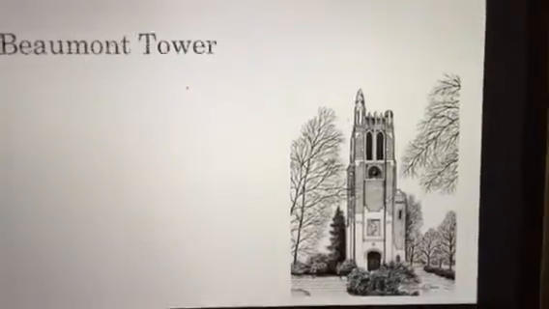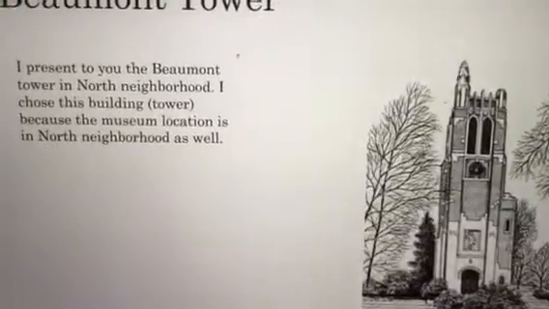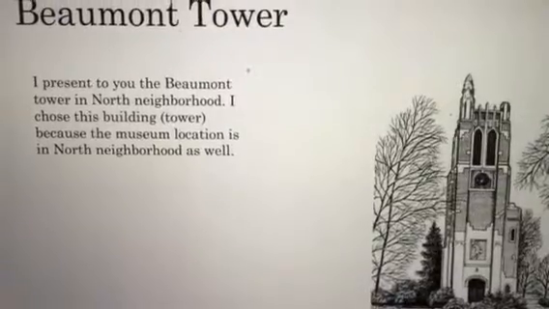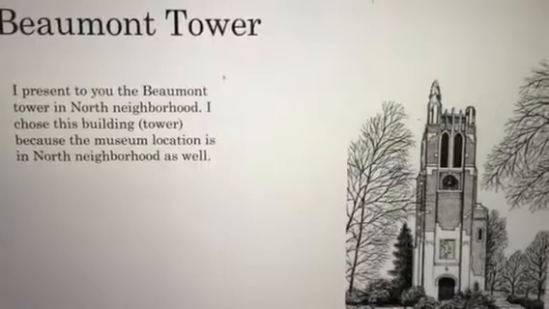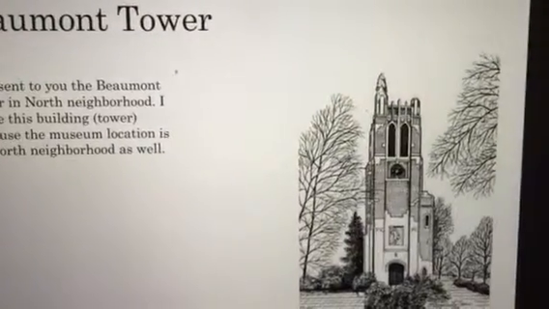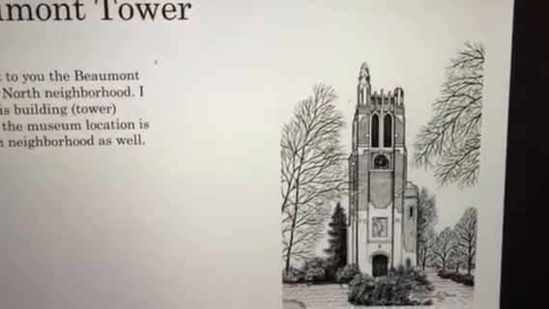Here we have the Beaumont Tower. I present to you the Beaumont Tower in North Neighborhood. I chose this building because the museum location is in North Neighborhood. I thought it would be interesting to present on the Beaumont Tower, since it's in North Neighborhood as well.